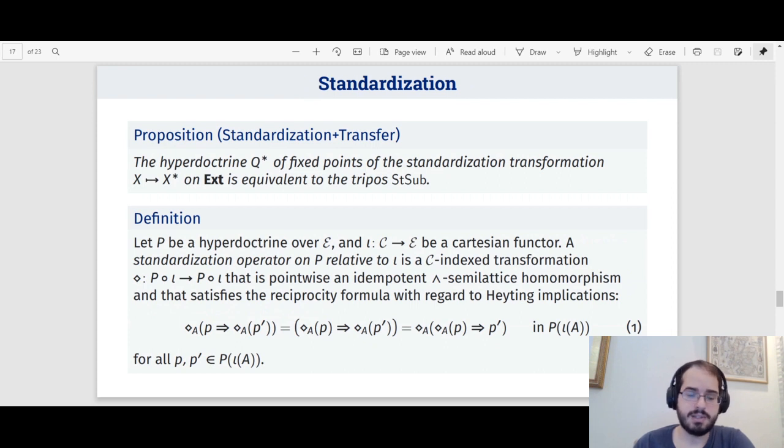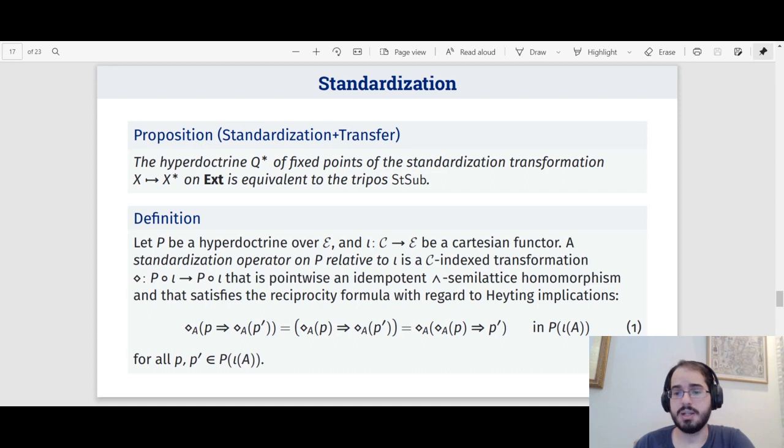takes a subset of a standard set to its standardization, the thing we get from the standardization axiom of IST. And the resulting doctrine of fixed points is actually equivalent to the tripos of standard subobjects. And then we might look at this kind of fixed point doctrine in more generality, in the abstract, for a hyperdoctrine P.